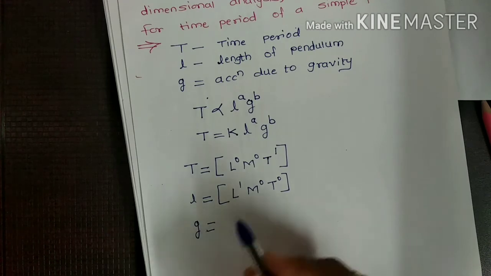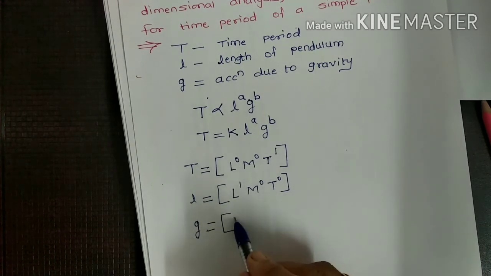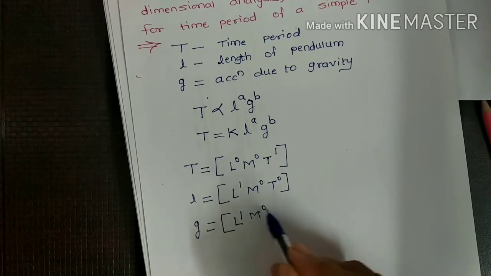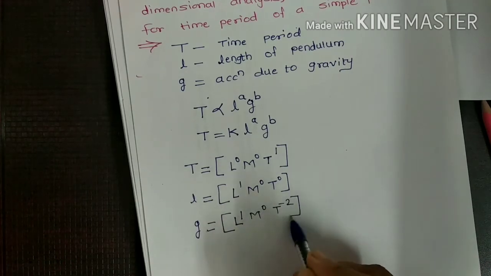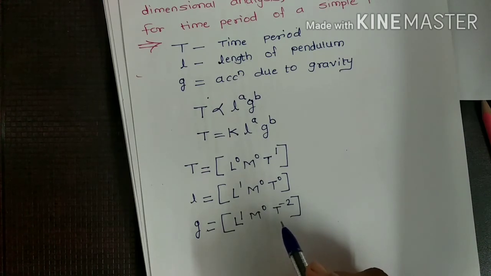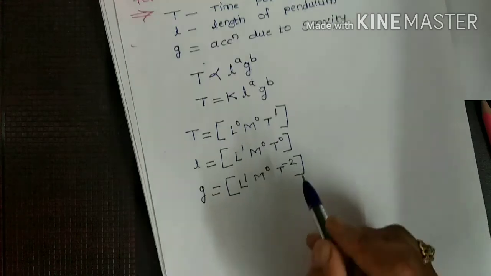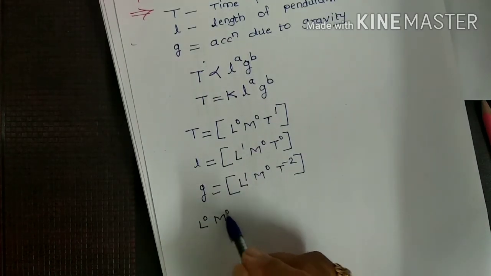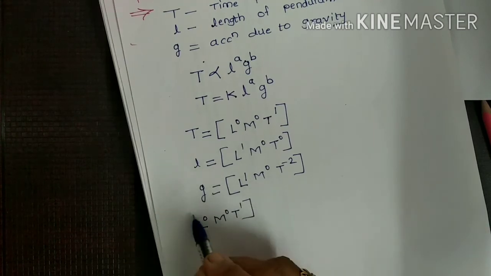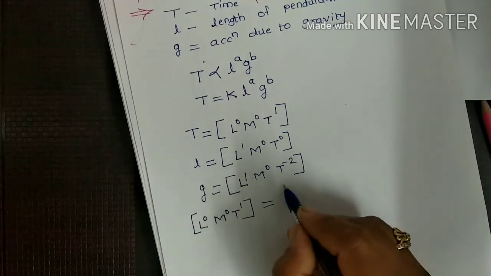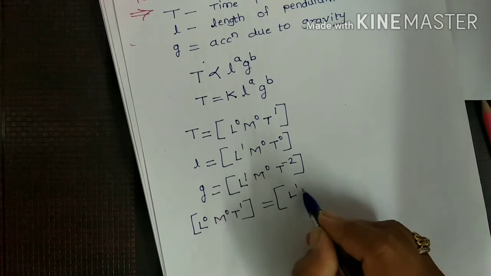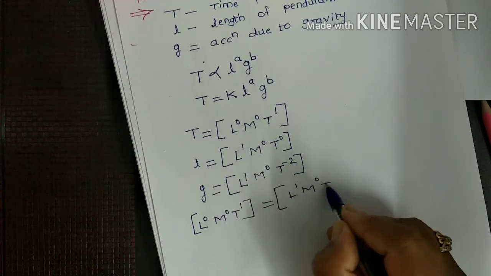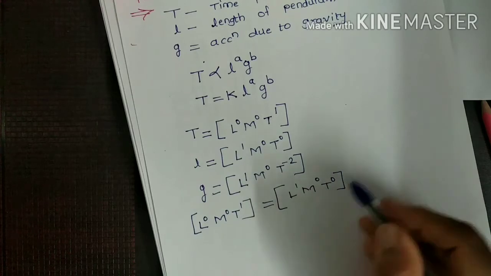That's why we have taken here the dimensions of acceleration. That is L raised to the power 1, M raised to the power 0 and T raised to the power minus 2. Taking dimensions on both sides of the equation, we have L raised to the power 0, M raised to the power 0, T raised to the power 1 is equal to L raised to the power 1, M raised to the power 0, T raised to the power 0. Those are the dimensions for L.